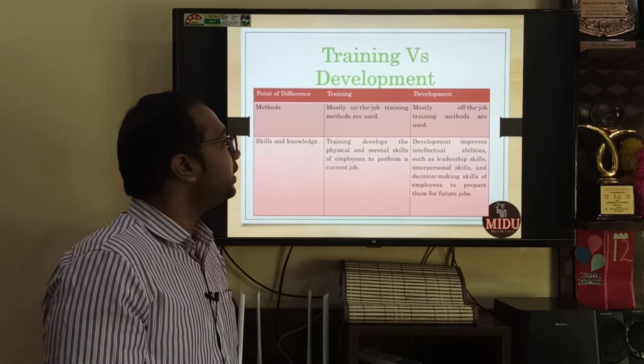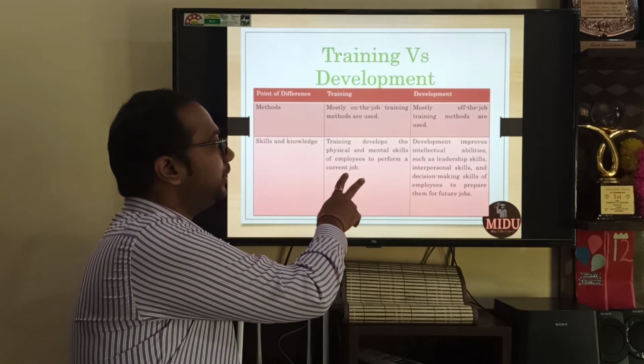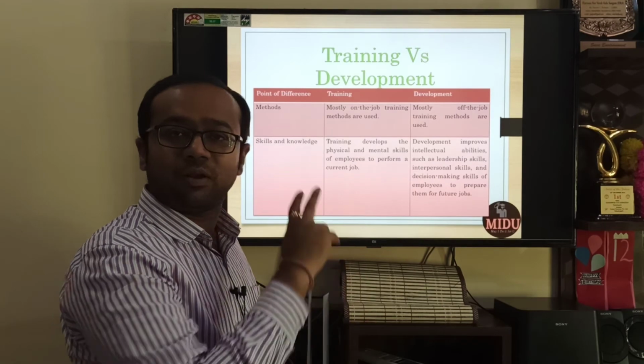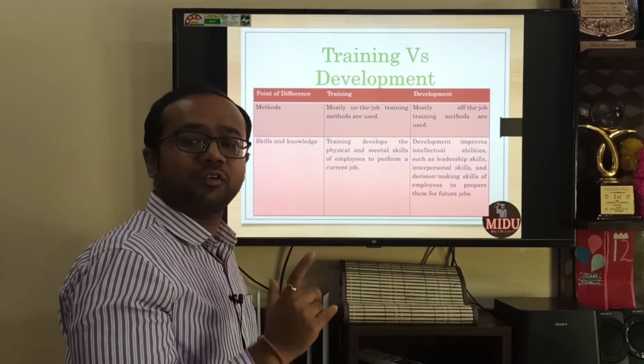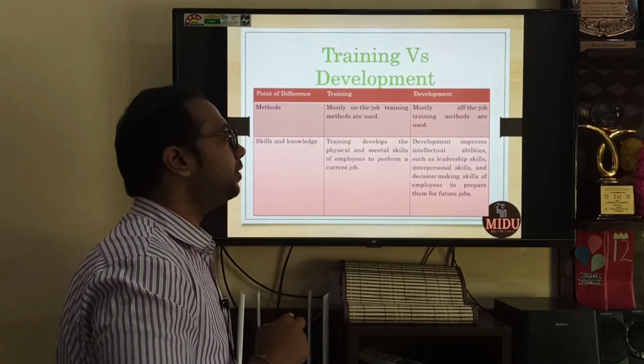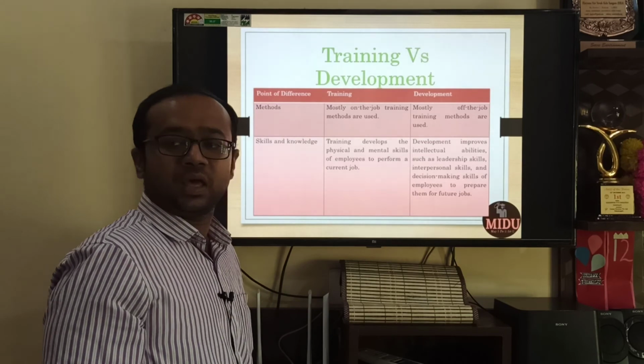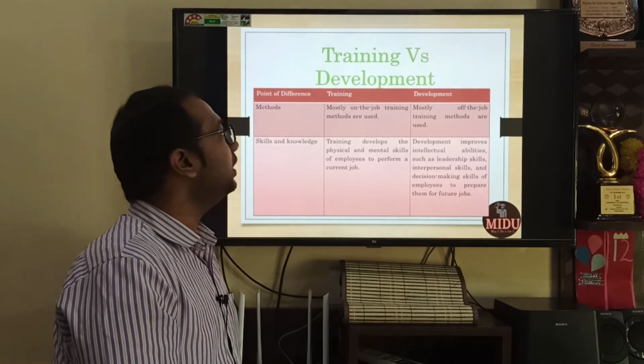Skills and knowledge: training develops the physical and mental skills. So physical and mental skills are getting developed in training, and development, like I told, is developing the person as a whole. So the intellect, his leadership skills, interpersonal skills, decision-making skills, all that are getting developed in development. These are the basic differences between training and development.